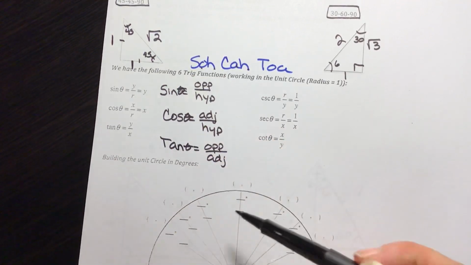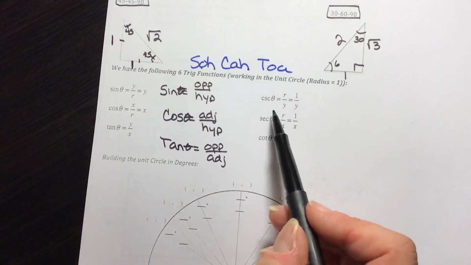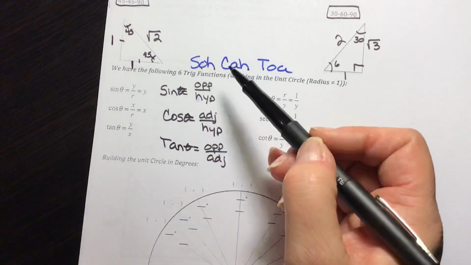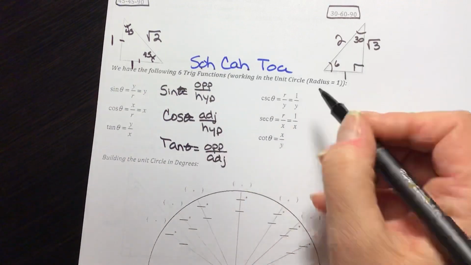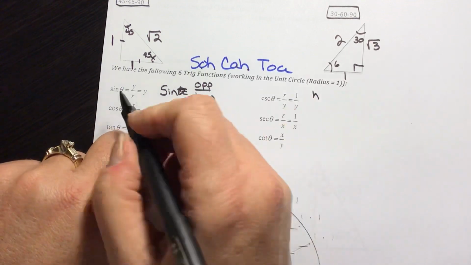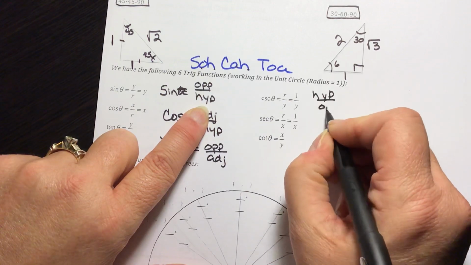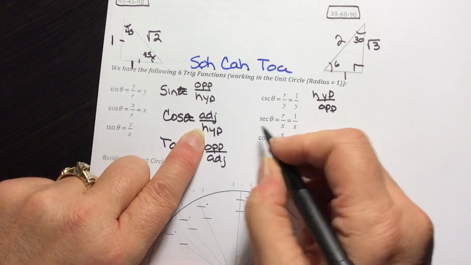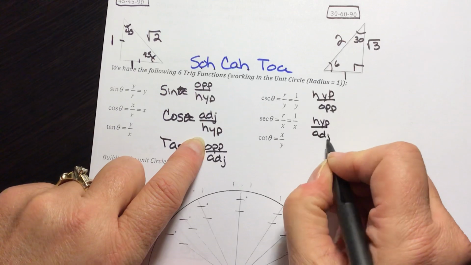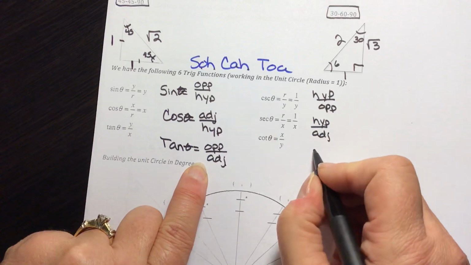Now, these we're going to talk about later on. In the unit circle, we really mostly talk about sine, cosine, and tangent. Secant, cosecant, and cotangent are just the reciprocals of these. So basically, I'm going to flip, and I can write those over here. Cosecant is the reciprocal of sine, so I have hypotenuse over opposite. Secant is the reciprocal of cosine, which is hypotenuse over adjacent. And cotangent is the reciprocal of tangent, which would be adjacent over opposite.